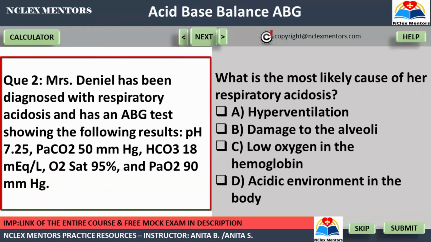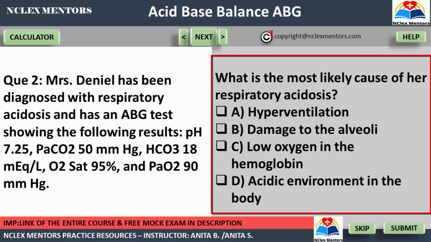Mrs. Daniel has been diagnosed with respiratory acidosis and has an arterial blood gas test showing the following results. pH 7.25, partial pressure of carbon dioxide 50 millimeters of mercury, bicarbonate 18 milliequivalent per liter, oxygen saturation 95%, and partial pressure of oxygen 90 millimeters of mercury.